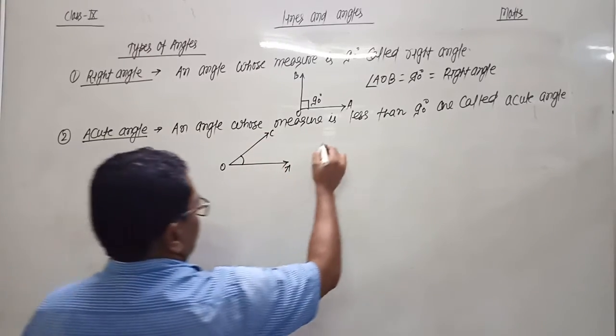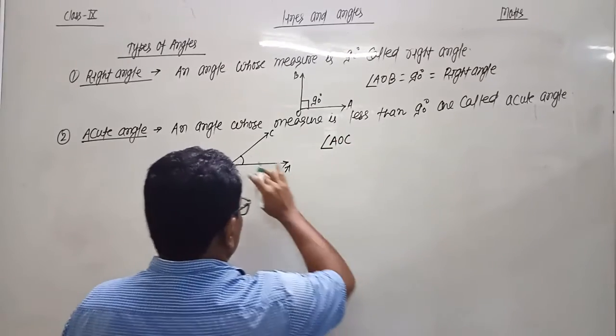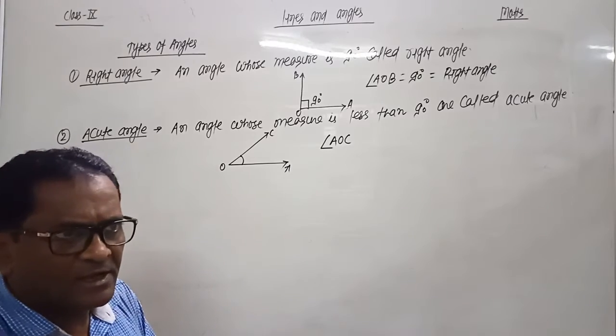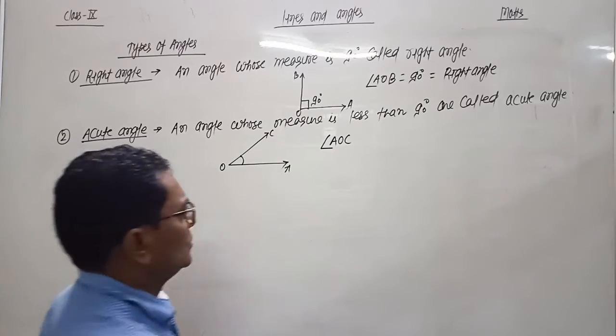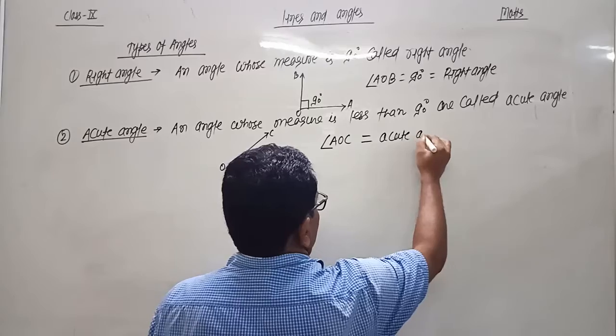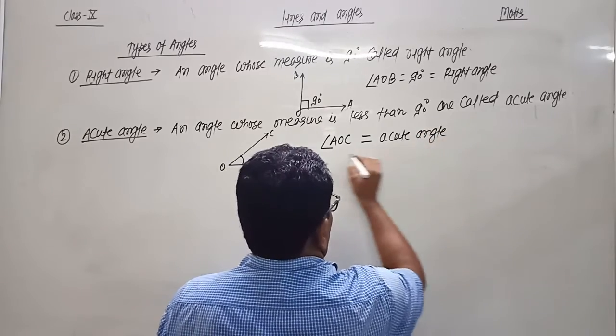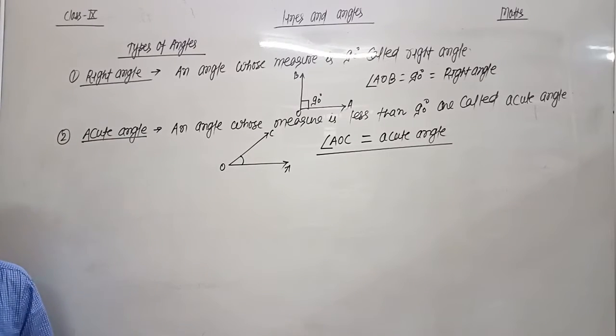Look at angle AOC. This is an acute angle because its measure lies between 0 and 90 degrees. This angle is less than 90 and more than 0. So angle AOC is called an acute angle. An acute angle means an angle whose measure is less than 90 degrees but more than 0 degrees.